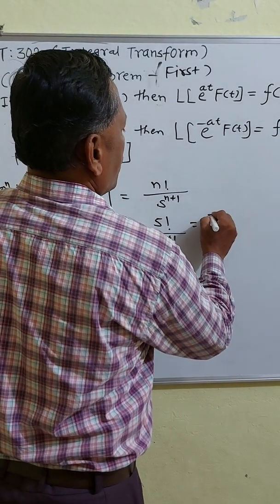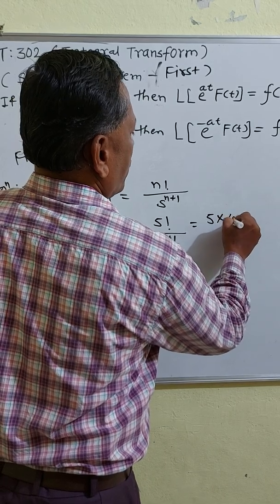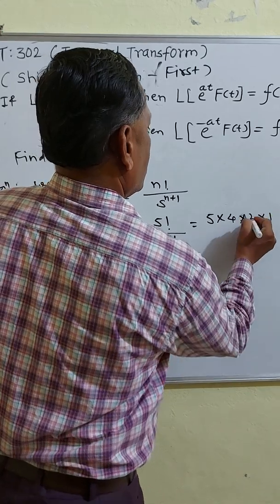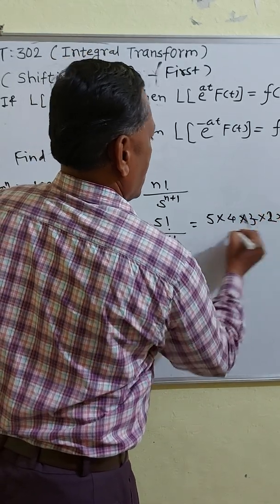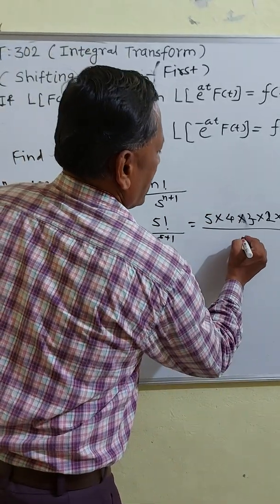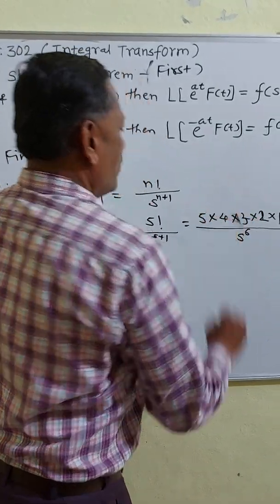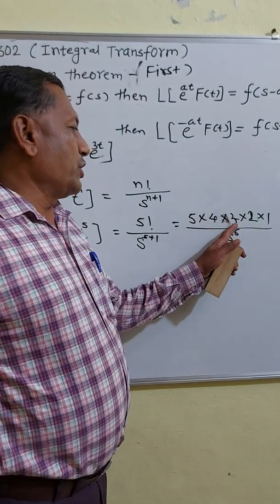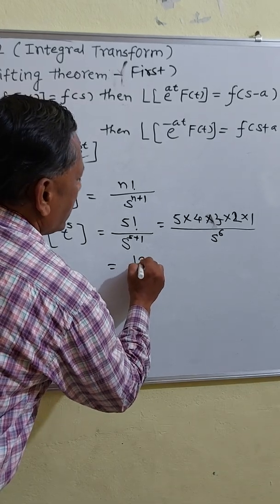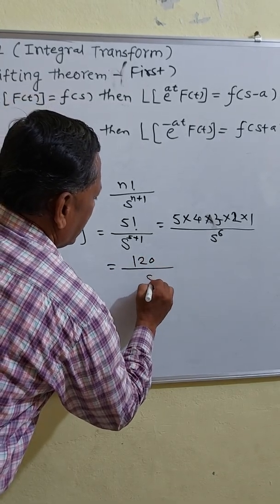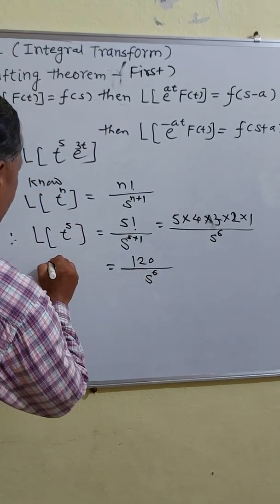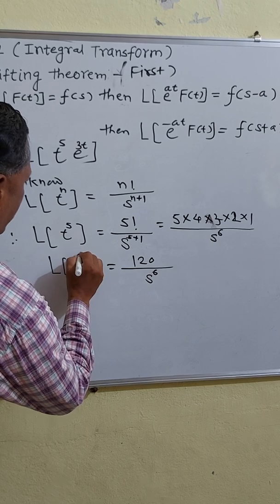Factorial 5 means 5 into 4 into 3 into 2 into 1, upon s raised to 5 plus 1. 5 plus 1 means 6, so s raised to 6. You carry out the product of 5 into 4 into 3 into 2, which means 120. So it is equal to 120 upon s raised to 6. So this is the Laplace transform of t raised to 5.